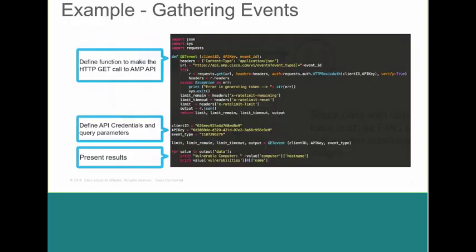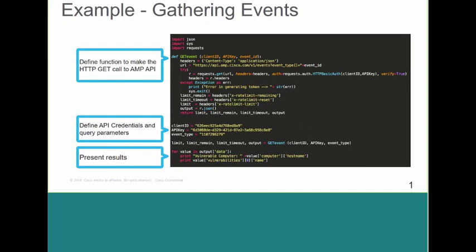We can gather events. So here's a script. I'm not going to walk you through it line by line, but here we have a function to make that GET request to the AMP API. It takes some inputs, packages up the REST HTTP API request, and then sends it off. And then we're going to define our API credentials and the query parameters. And then we're going to present the results to the user. So you make the request, you preload the request with the data that's specific to this thing right now that we're doing, and then you present that information back to the user.